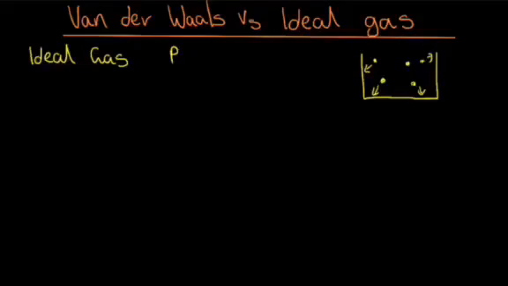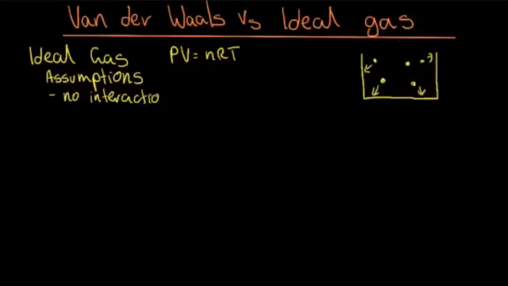An ideal gas can be modelled by the equation pressure times volume is equal to the number of moles times the ideal gas constant times temperature. For an ideal gas, the molecules only bounce off the walls. Therefore, it is assumed that the molecules do not interact with one another.